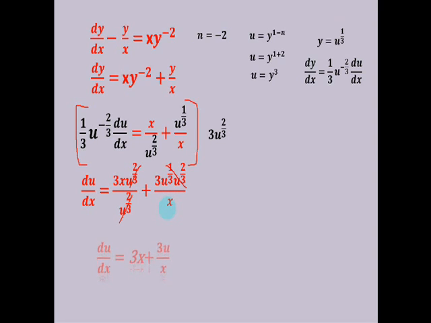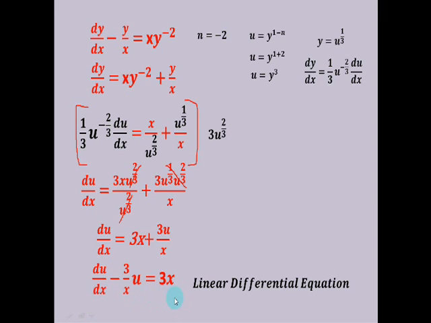So the equation is now du over dx is equal to 3x plus 3u over x. If we transfer this expression to the other side, it will look like this: du over dx minus 3 over x times u equals 3x, which is a linear differential equation.